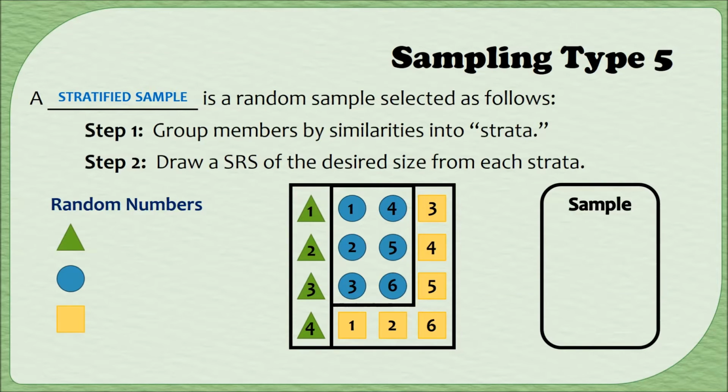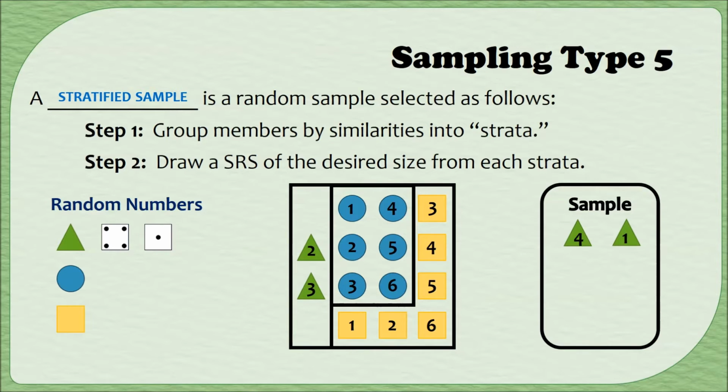Then I need to find a simple random sample of 2 shapes from each of these groups. Because the highest number was a 6, I just rolled 2 dice and saw what I got. I rolled 2 dice for the triangles, and I rolled a 4 and a 1. So I'm going to take triangle 4 and triangle 1 and put them in my sample.